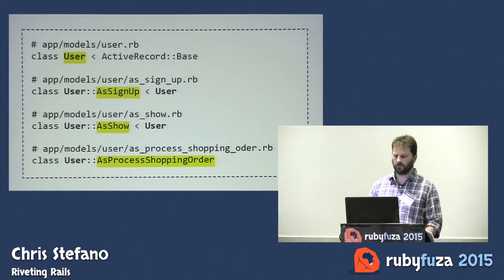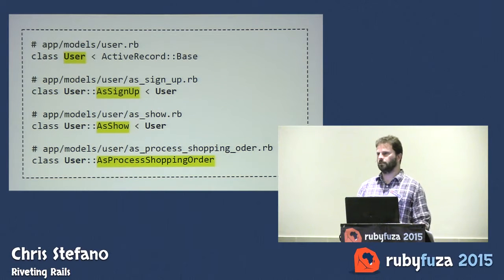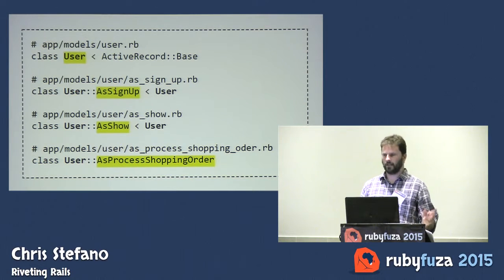So for instance, if you look here, the user model sits in app/models. And then I created a subdirectory under models called user. And then each of the nested subclasses within that user namespace encapsulated each of those different concerns of the model. It also made my tests a lot easier to write. And it also provided a level of isolation between each different concept and different aspect.